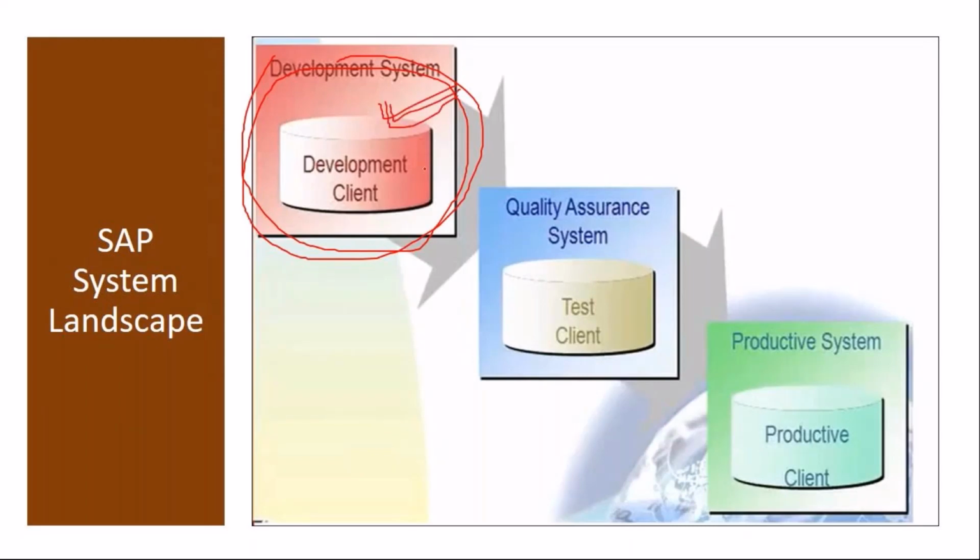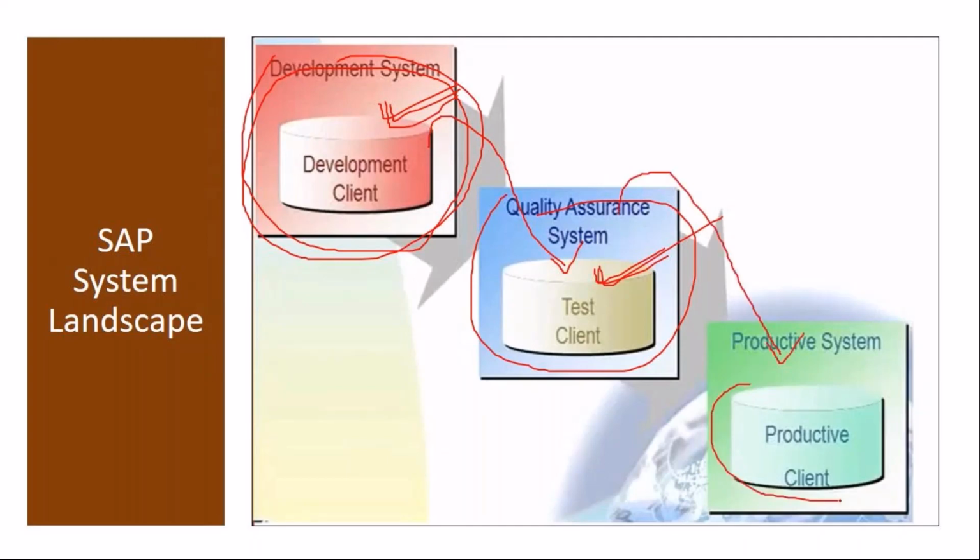Once everything is designed and developed in the development system, and the initial testing is done, they will move all these things to the quality system, the QA system. Here you will have all the testing; the users and everybody will do the testing. Once they are satisfied with all the design, configuration, and build, they will move the changes to the production system. The production system is a live system where users perform their day-to-day activities.